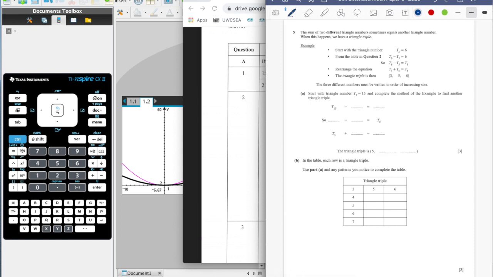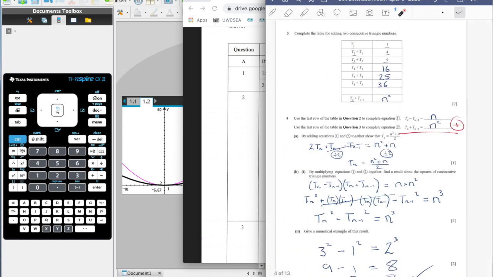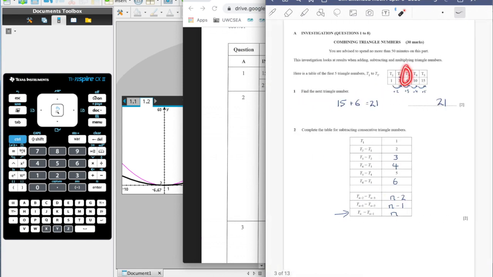Next section then. Question 5 here. The sum of two different triangle numbers sometimes equals another triangle number. When this happens, we have a triangle triple. So for example, I'm just reading this out, I know you can read yourselves, but let's go in detail. Start with triangle number 3, which equals 6. Okay, triangle number 3 equals 6.